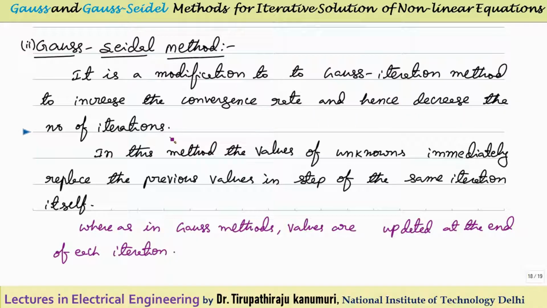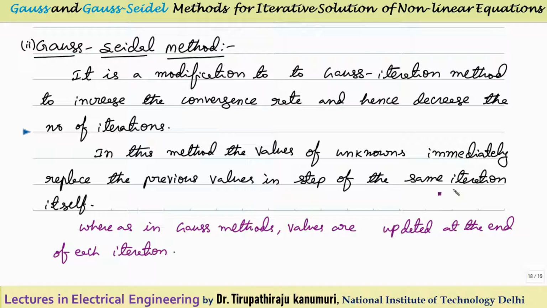That means we will get the solution at a faster rate, but still this method is also a very easy method when compared to other methods. So in this method, the values of the unknowns immediately replace the previous values in the step of the same iteration itself.